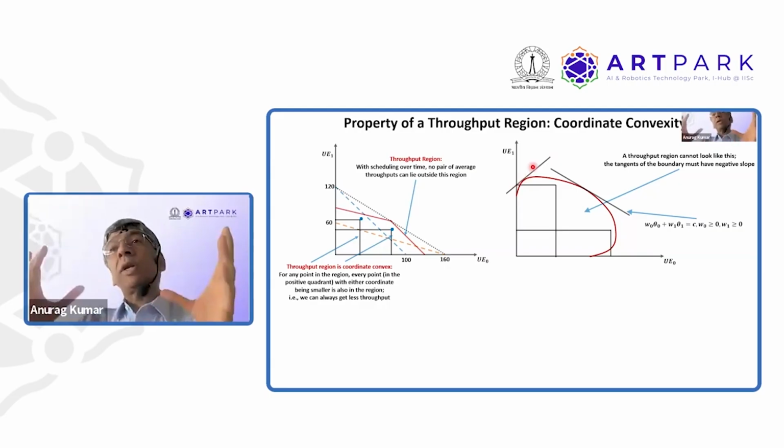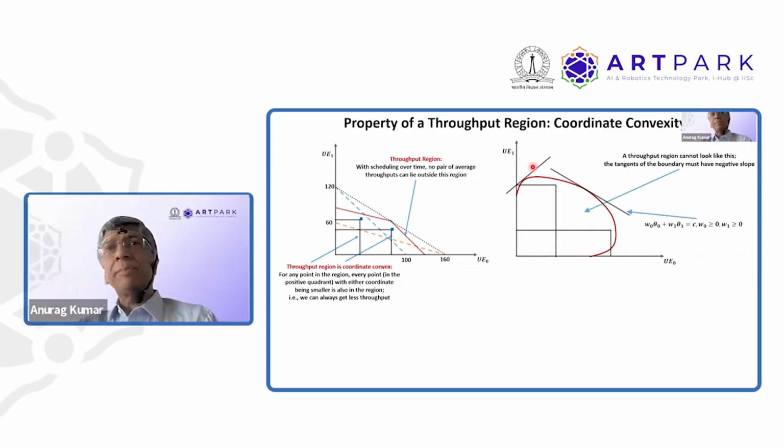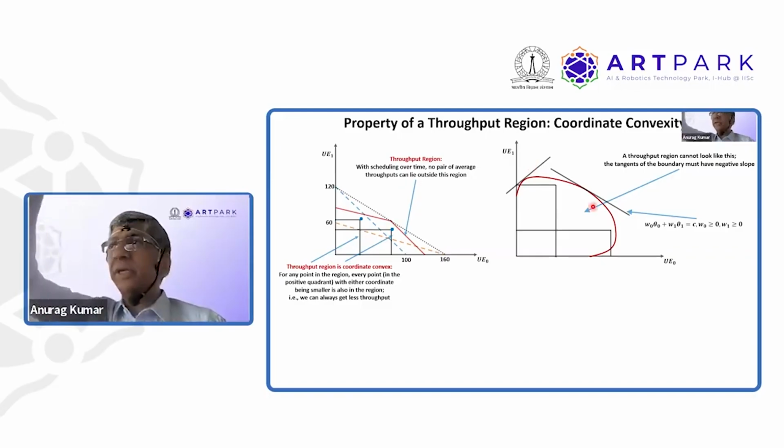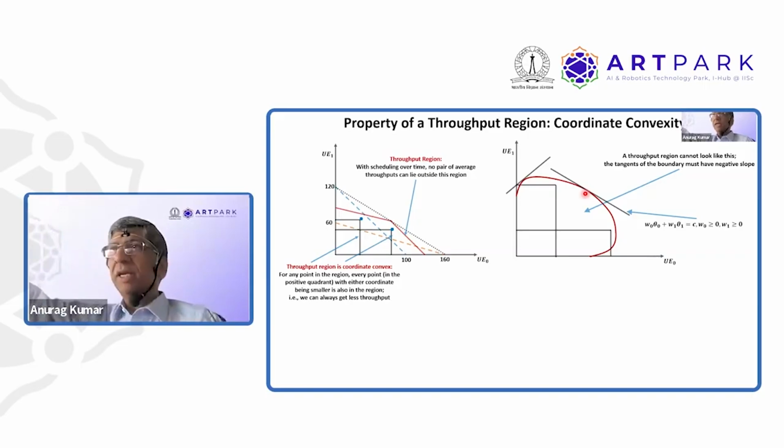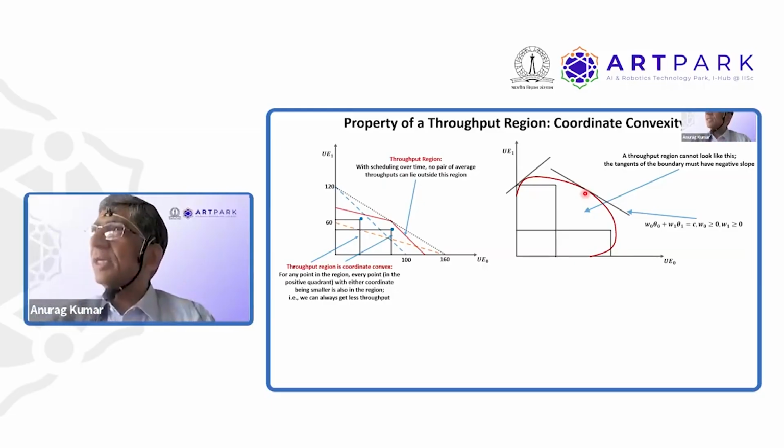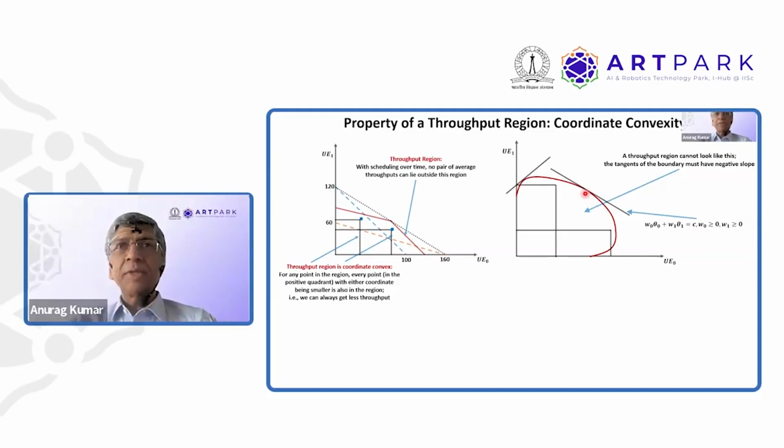Okay. So what this is saying is that coordinate convexity in turn implies something very important for us, that all tangents to the boundary will have positive coefficients. They'll be of the form A1 theta 1 plus A2 theta 2 plus A3 theta 3 plus up to AM theta m equal to a constant C. The equation of a straight line or a plane that you learned in first year of engineering. Okay, and the A's are all positive.